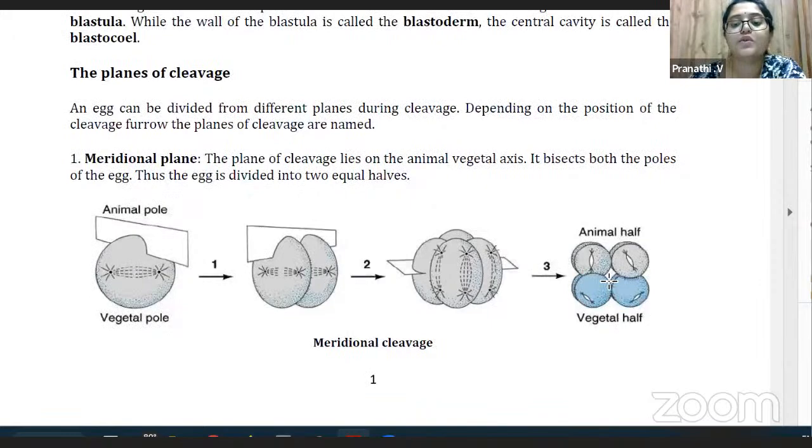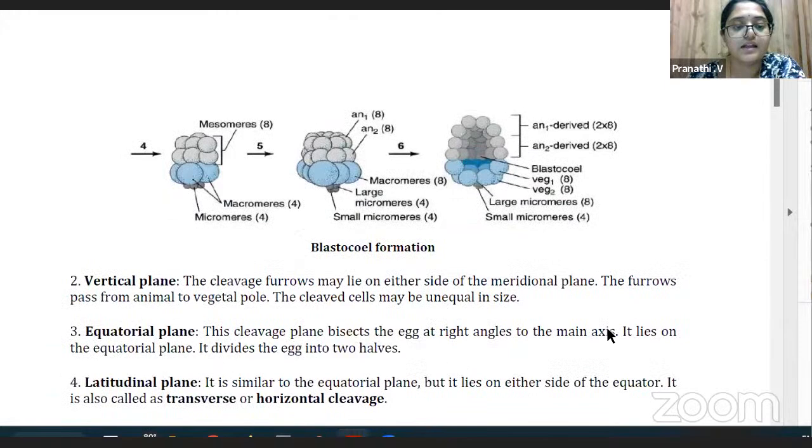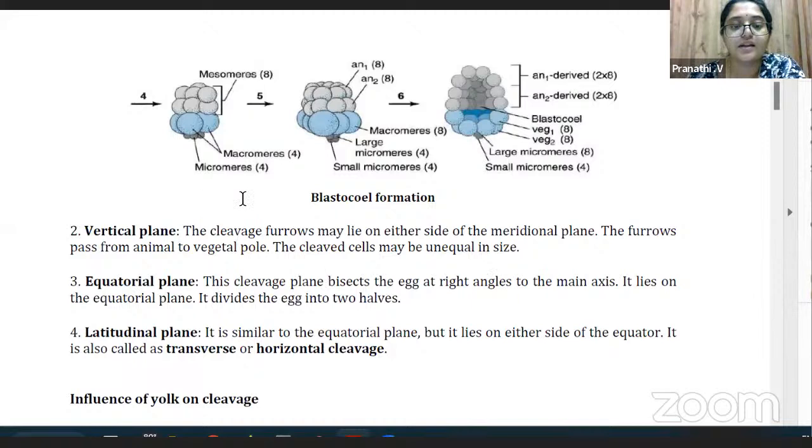And then in the case of a vertical plane, the cleavage is going to take place further along on either side of the meridional plane. The furrows pass from the animal to the vegetal pole, because of which you do not have cleaved cells of equal sizes. You're going to get unequal size cells, which are known as macromeres and micromeres. And then you have some cleavage by the equatorial plane.